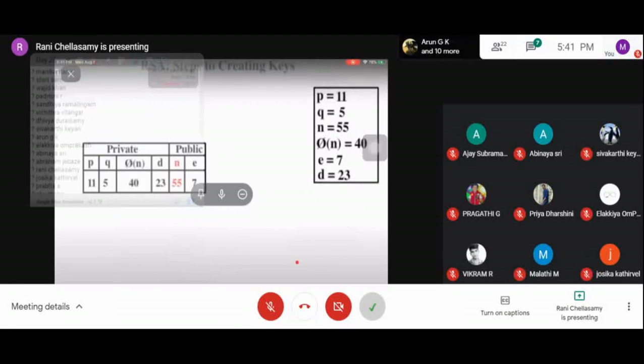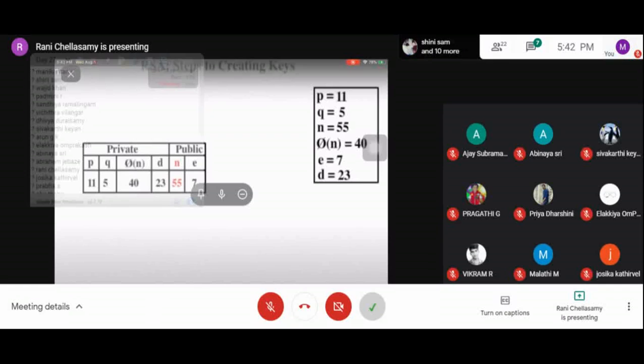Okay. So coming on to this table, now we are going to create two keys. The first key is the encryption key and the second key is the decryption key. Now we have got all the values. E value is 7 and D value is 23. So put all the values in the tabulation, private key and public key. For the public key, you need the n value, that is 55, and the E value 7. For the private key, you have to list the P value, Q value, the totient, that is the phi function, and the D value.